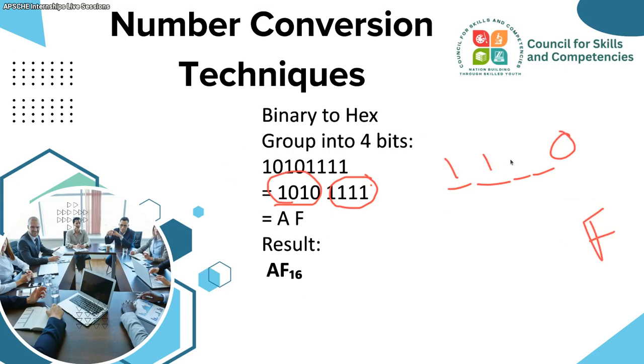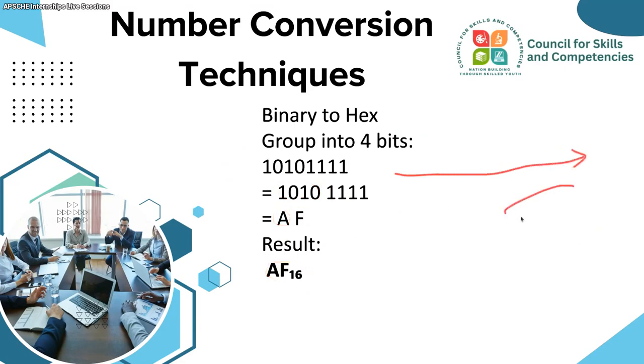Okay, so it is 1, 1, 1, 1. It is nothing but 15. 15 is F. That is what is written over here. Okay, and then group this. It is nothing but 10. It is A. That's it. So easy. Whatever the binary number, you have to group in 4s and write.